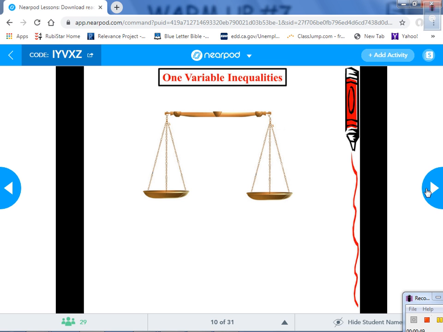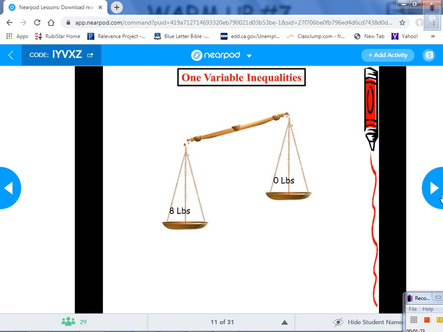Last week we introduced one variable equations. We said that they come from balance scales because we need to balance each side. That's why we do the same thing to both sides. However, it's equal. Is that correct? Yes. All right. So what if I put weight on one of these sides of the scale? What happens? It'll go down.